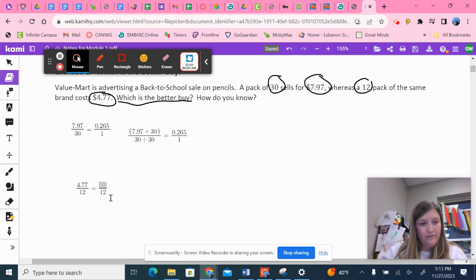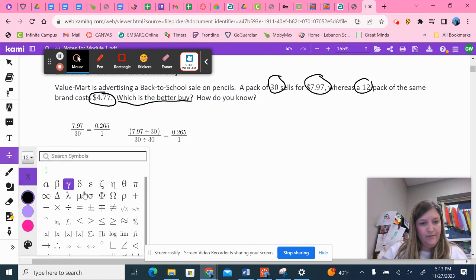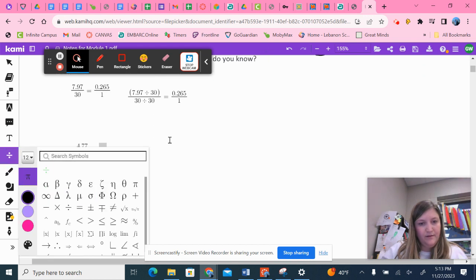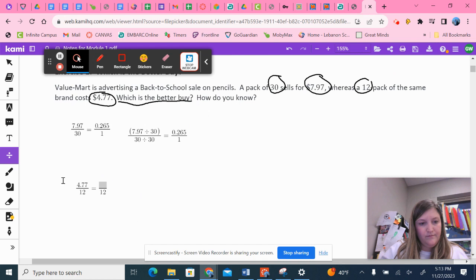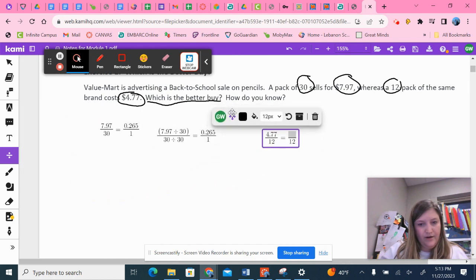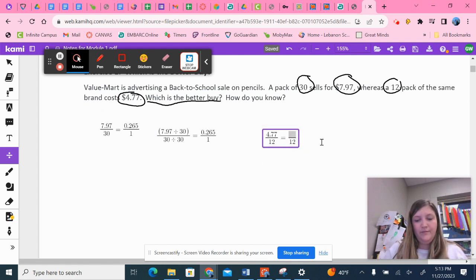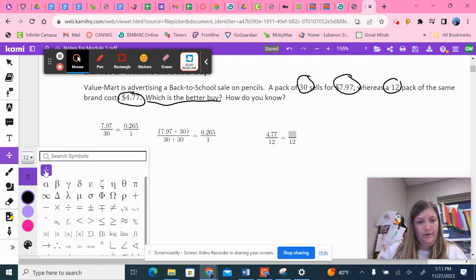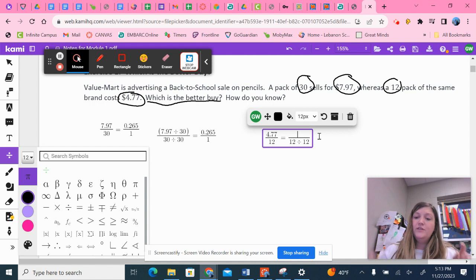Oh, booger. Why is it being mean to me? Okay, so I'm going to put this, hold on, give me just a sec. I'm going to put it all the way over here so that way my gadget doesn't glitch up again. Okay, 12. Why is it glitching?